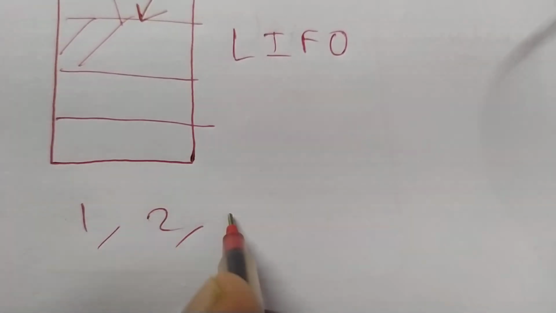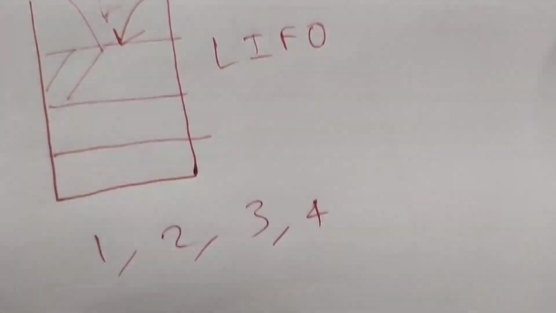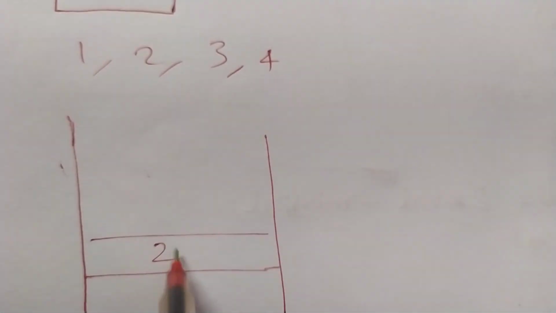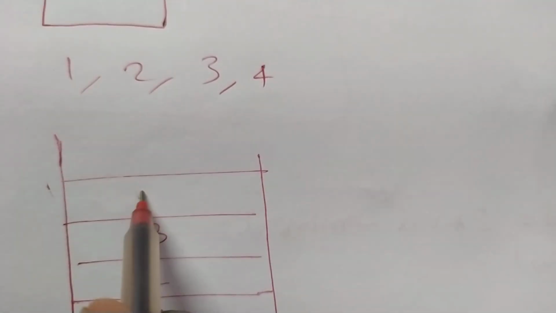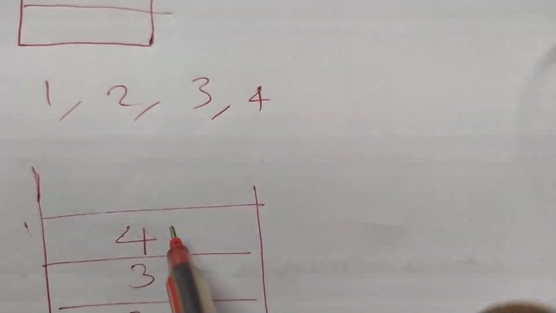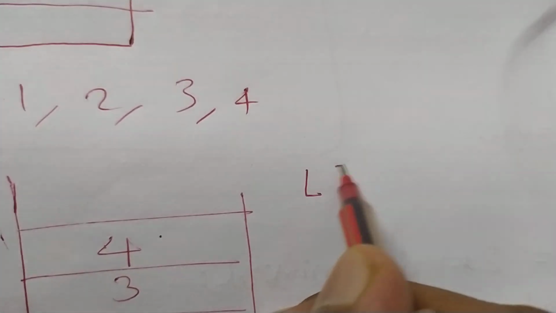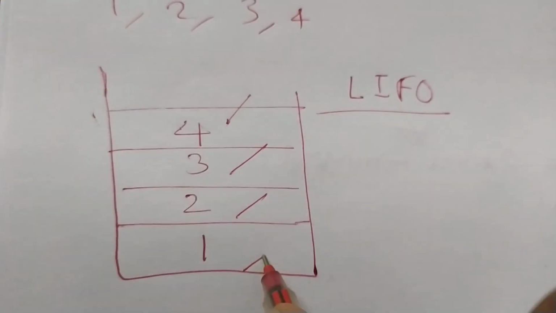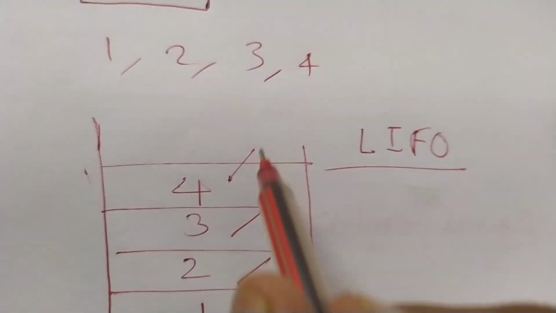We can understand it with an example. If we have to insert 1, 2, 3, 4 in the stack, let's suppose first we have an empty stack. First 1 will be inserted, then 2, then 3, then 4. But when we need to remove elements, the last inserted element will be removed first, last in first out. First 4 will be removed, then 3, then 2, then 1. This will be the order followed when we pop out the elements.